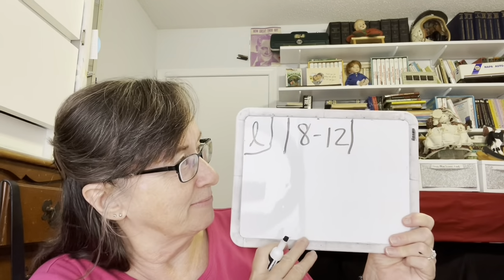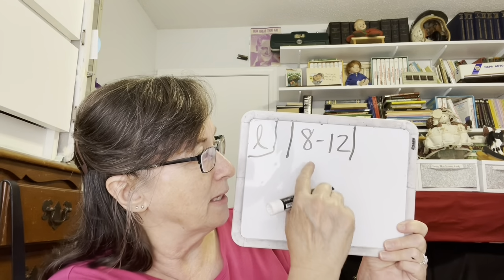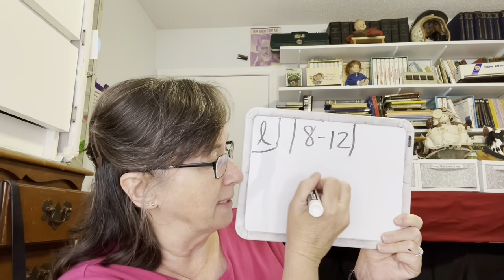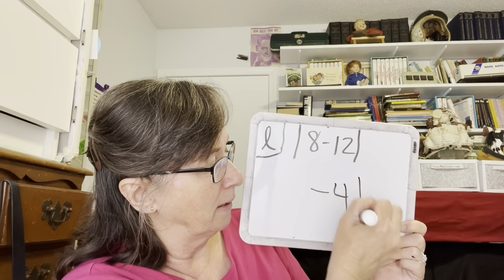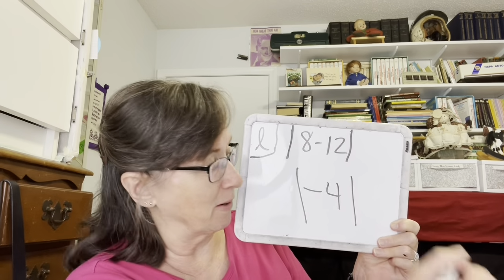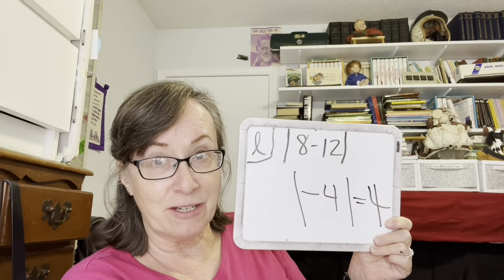L. We have the absolute value, another grouping symbol. So we do what's inside first. 8 take away 12 is -4. Absolute value of -4 is 4. Absolute value is the distance of a number to 0.